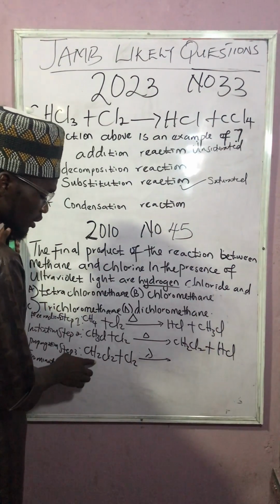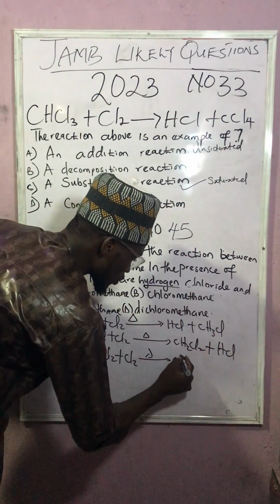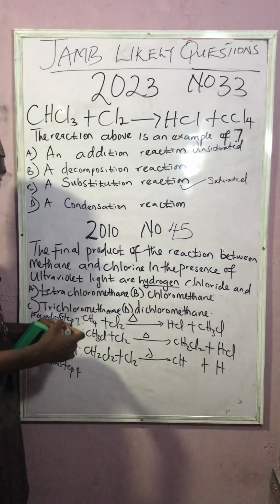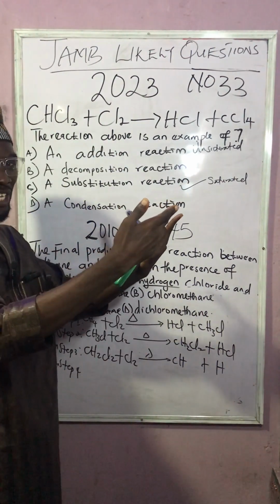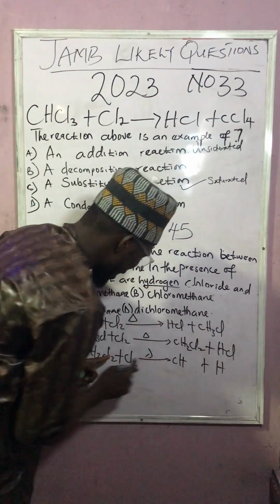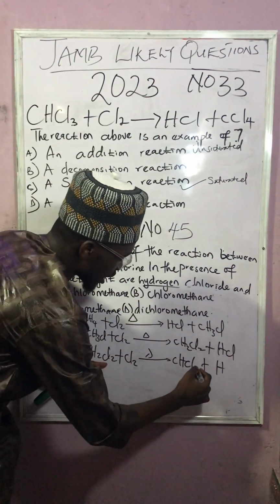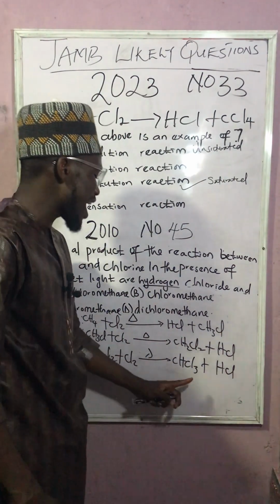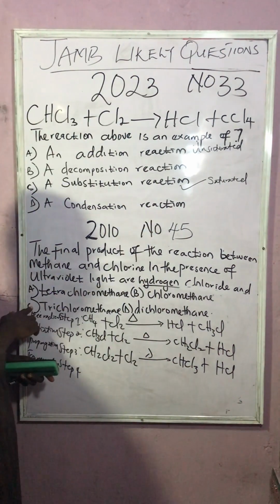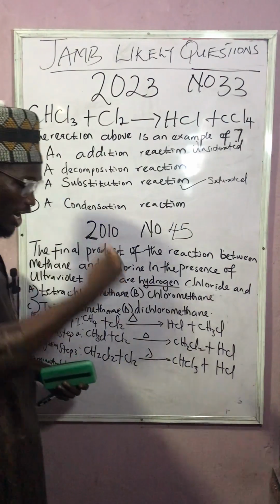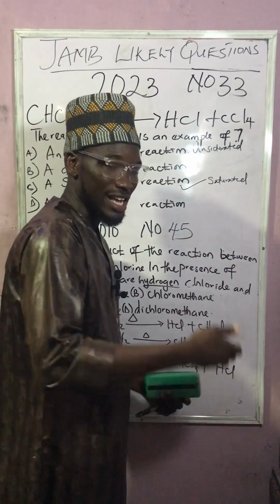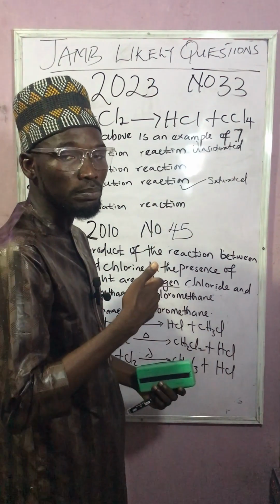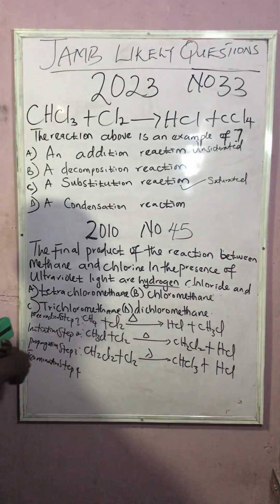So guys, CH2Cl2. I'm going to remove one hydrogen from this place. I'll be left with a CHCl2 plus the hydrogen. Now this one here, we are going to split it into 2. By adding one chlorine to this will give you CHCl3. So guys, this is trichloromethane, which is our C. You can see now, each step comes with an answer, and each of those answers is among the options provided by JAMB.